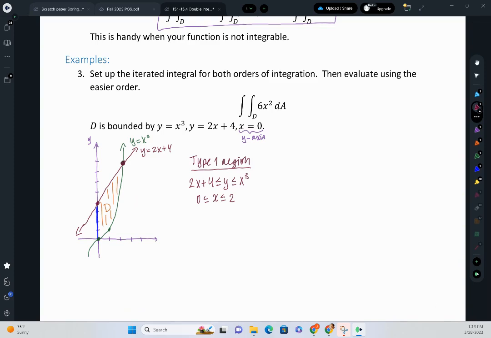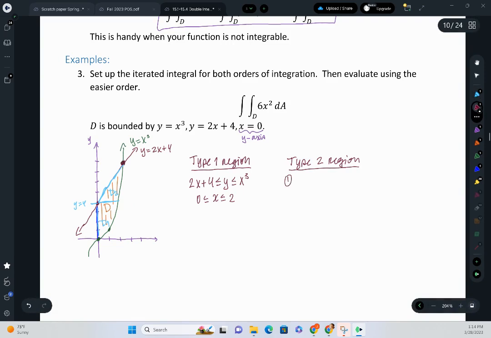With a type 2 region, I am seeing that my functions on the left, there are 2 of them. I've got the line 2x plus 4, and I've got the axes. So I need to split these up. Fortunately, I can very conveniently see that this is y equals 4, where I'm splitting up. Now I have a D1 and a D2. So I have 2 regions there.